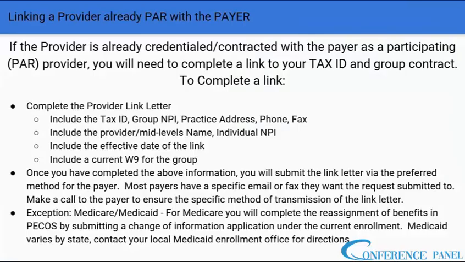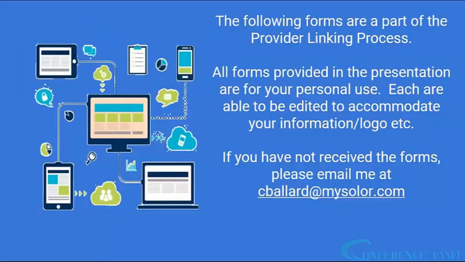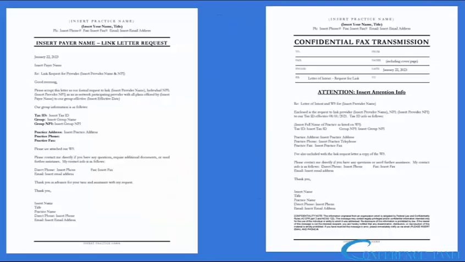So now we're going to move into the linking of a provider or mid-level. If the provider is already credentialed and contracted with a payer as a participating provider, then all you need to do is complete a link to your tax ID and group contract. And always, always, always, whether it is requested or not, include the W-9 for the group. The following forms, again, are part of the provider linking process. So right here on the left, you've got the link letter request, and then you also have a fax cover page.